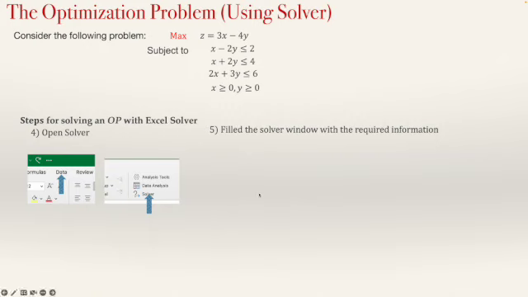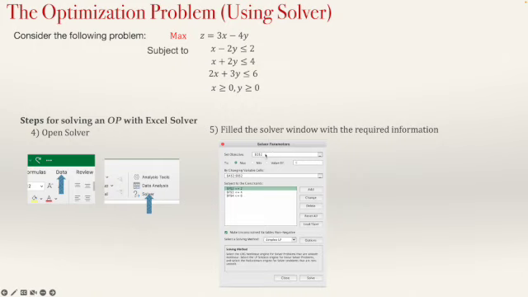This Solver window will require some information. If you put the cursor here and click on the cell corresponding to the objective function, it will appear here, D2. Remember that D2 was the cell corresponding to the objective function. And here in this part, you are going to type the cells corresponding to the variables. Variable X is in the cell A2 and variable Y is in the cell B2. You can put your cursor here and select the cells, and you're going to see that they appear here.